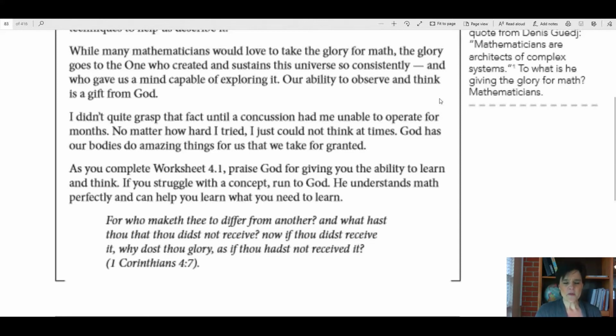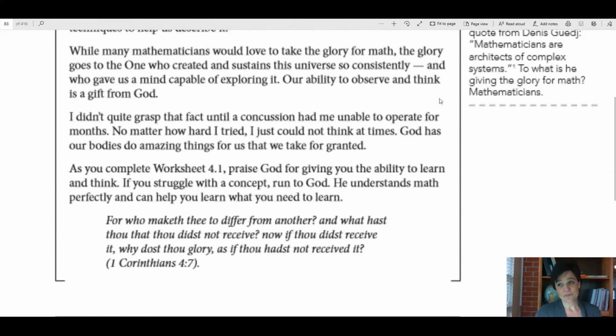I didn't quite grasp that fact until a concussion had made me unable to operate for months. No matter how hard I tried, I just could not think at times. God has our bodies do amazing things for us that we often take for granted. So as you work on worksheet 4.1, praise God for giving you the ability to learn and think. If you struggle with a concept, run to God. He understands math perfectly, can help you learn what you need to learn.